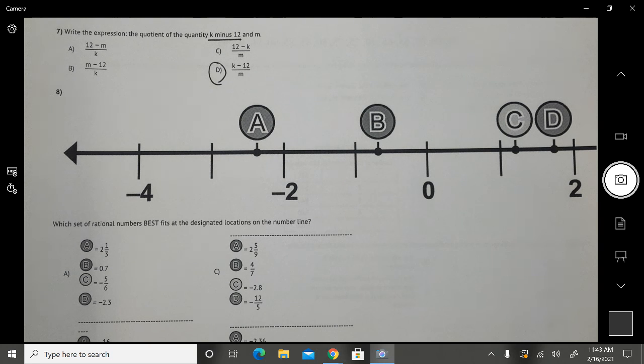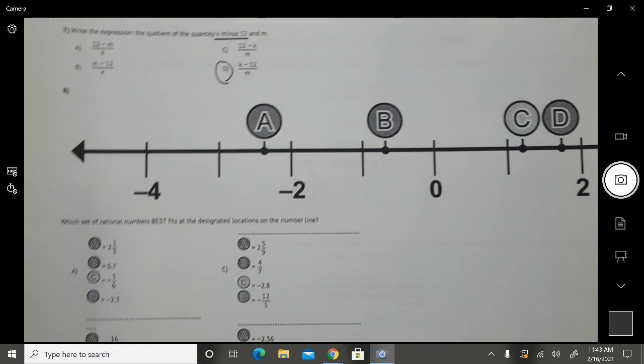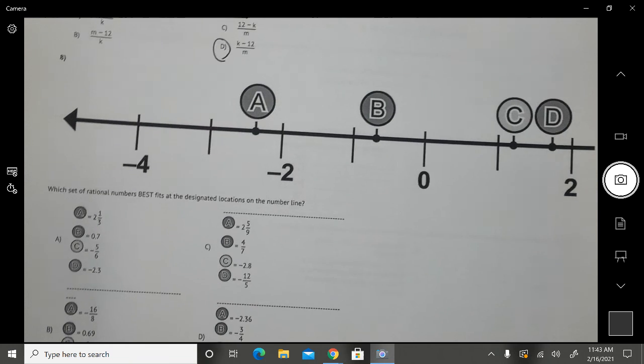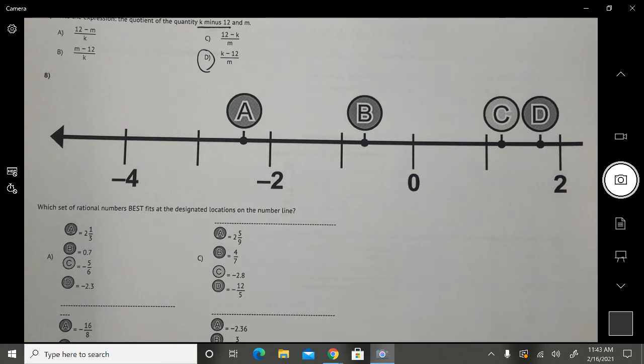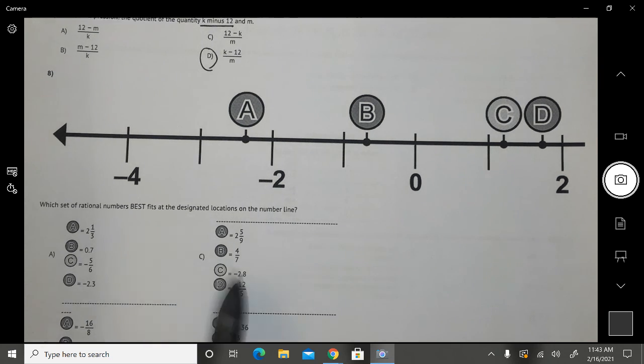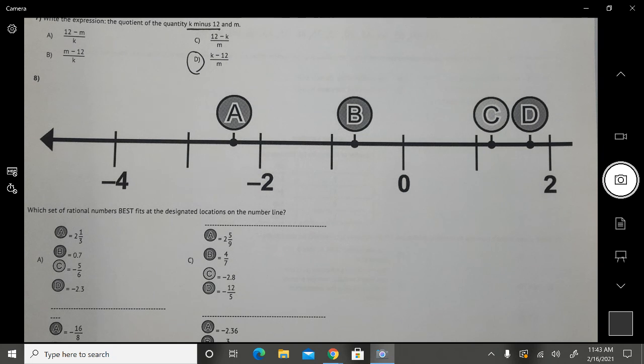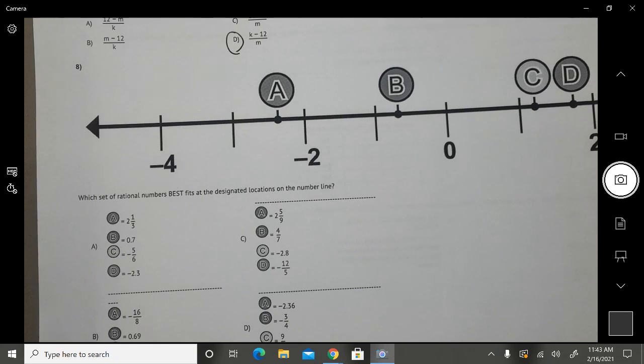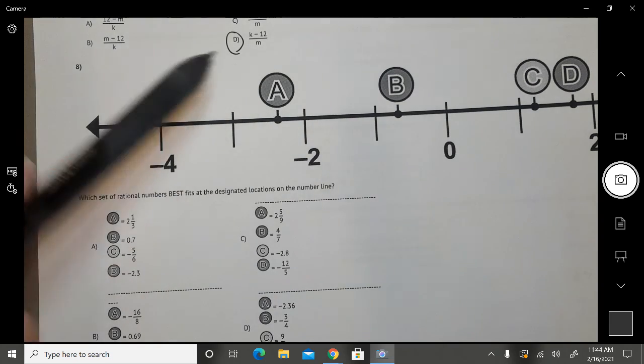All right, number 8 has always been a headache to me. I hate trying to find fractions and decimals on a number line. I hate it, okay? But there's a trick here. My first go-to is I notice I have negatives and positives. That's where I'm going to look first. I'm going to look at my answer choices and look at my negatives and positives. So start with point A.